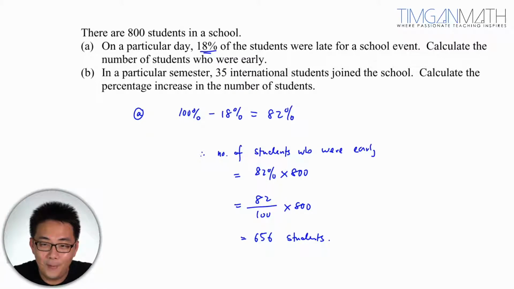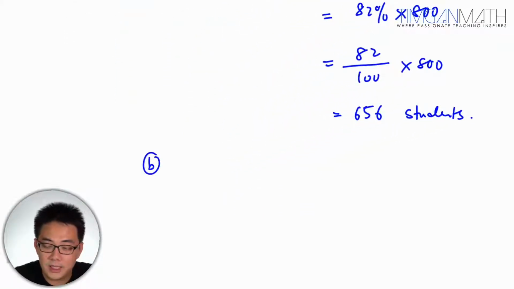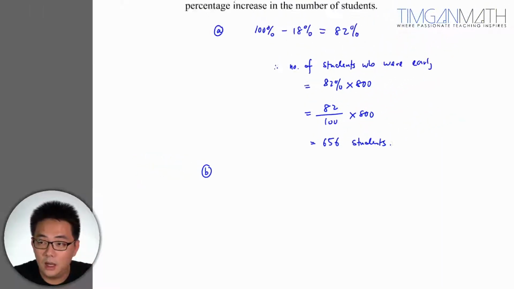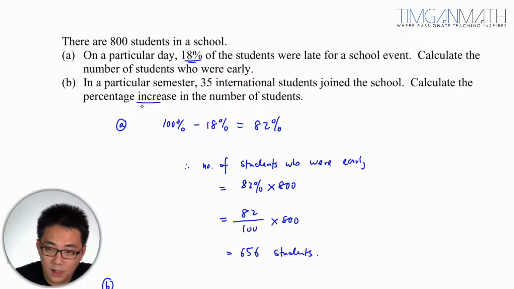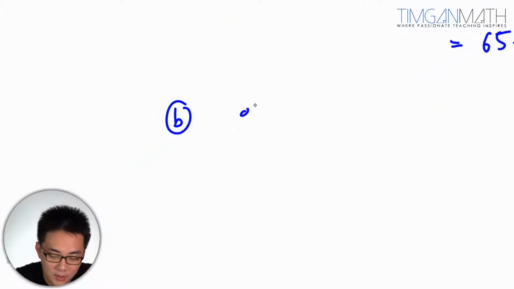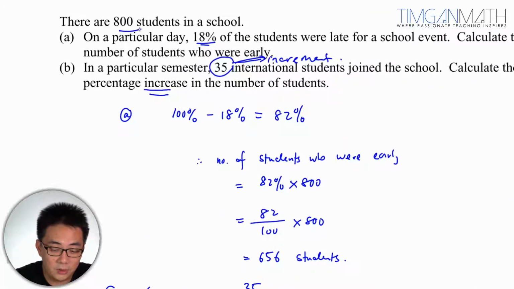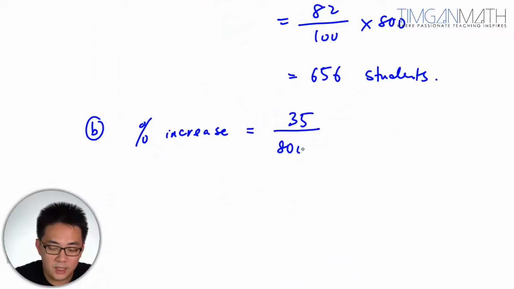Then the next one will be: in a particular semester, 35 international students joined the school. Calculate the percentage increase in the number of students. This is pretty okay as well. Basically, now you have 35 students, and this is the increase, the increment of students. If you need the percentage increase, you could quickly do it as 35 over the original amount, which is actually 800 students. That's it. So this is the percentage increase.